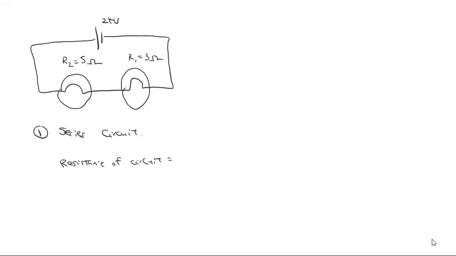Oh, is it 8? So it's 5 plus 3 because it's series. So it's 8, yeah, 8 ohms is the resistance of the circuit. Now, we know the voltage of the circuit is 24 volts, right? We know the resistance is 8 ohms, right? So how do we work out the current of the circuit?